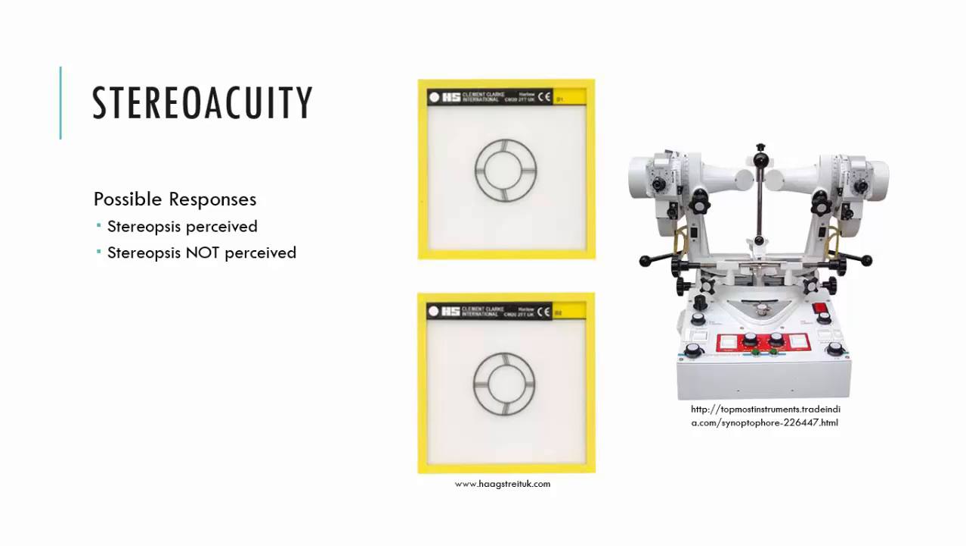And finally, stereoacuity. There's only 2 possible responses here. Either they appreciate the disparity and have stereopsis, or they don't. So where they appreciate stereopsis, they will be able to accurately indicate whether these buckets or the base of the bucket is directed towards me or themselves, me as the examiner or themselves as the patient. So if the patient can accurately identify the disparity, they are considered to have stereopsis. If, however, they fail to accurately identify the disparity, then they're considered to not have stereopsis.